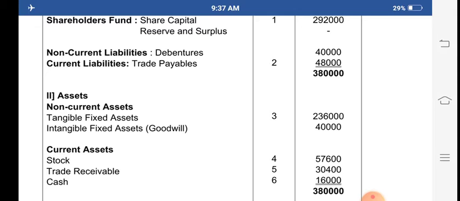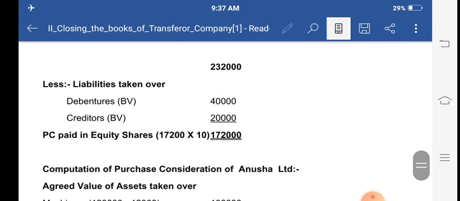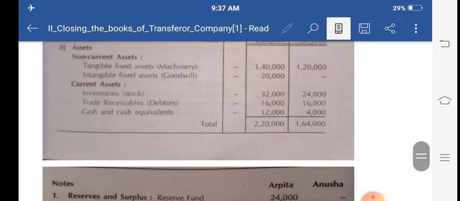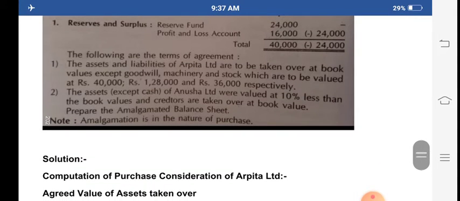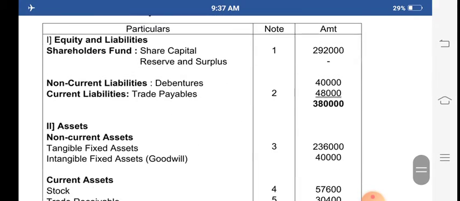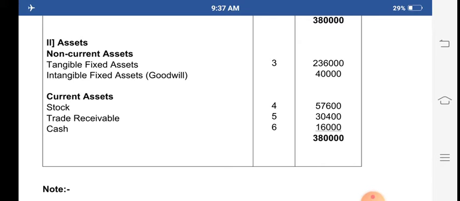Okay, so now see intangible fixed assets, which is nothing but the goodwill. Goodwill is rupees 40,000. There is no working note, so directly whatever the book value is, this 40,000 as it is we have to take. Now in the first note, the assets and liabilities of Arpita Limited are to be taken over at book values except goodwill, machinery and stock, which are to be valued at rupees 40,000. So this 40,000 is nothing but the goodwill, and we take the goodwill as rupees 40,000.